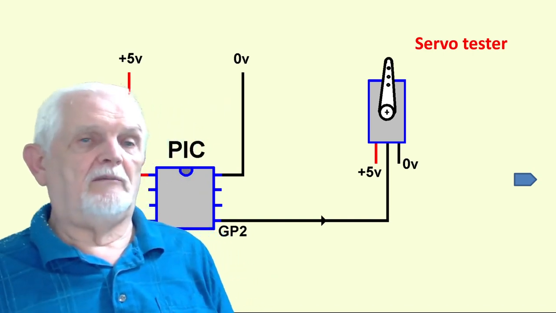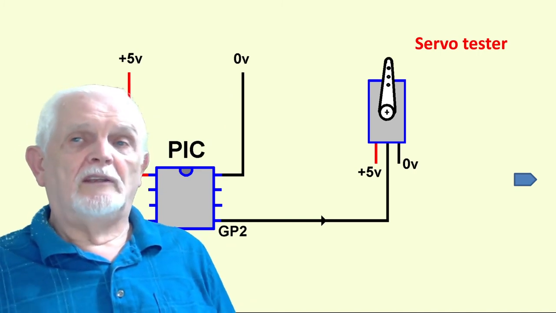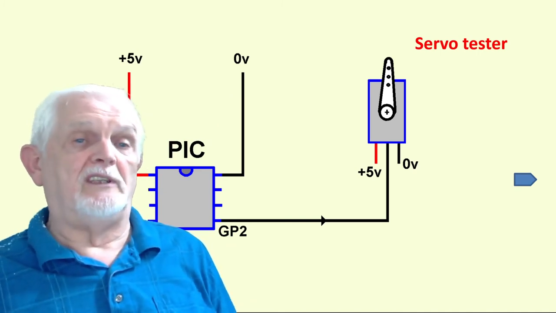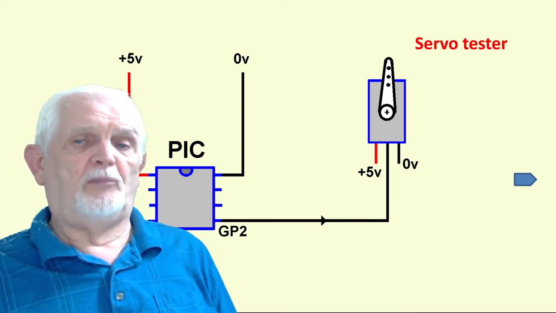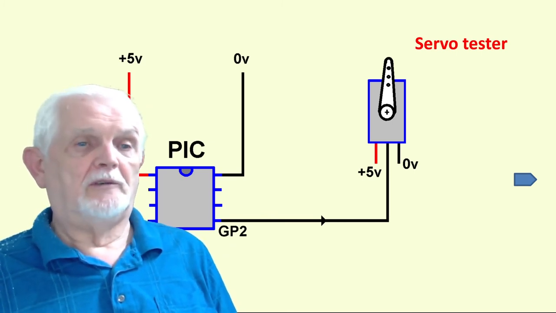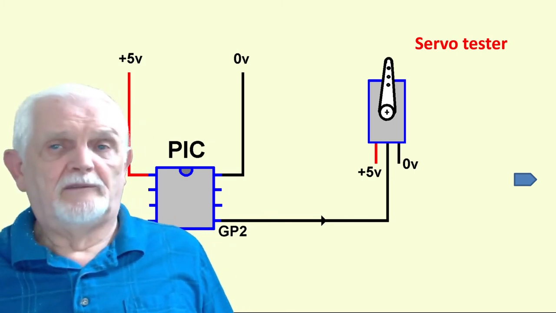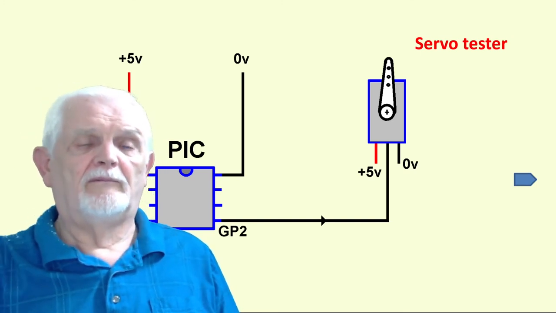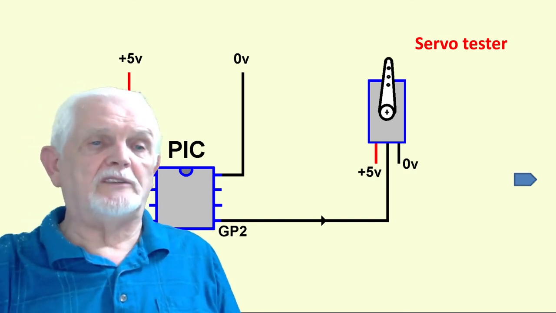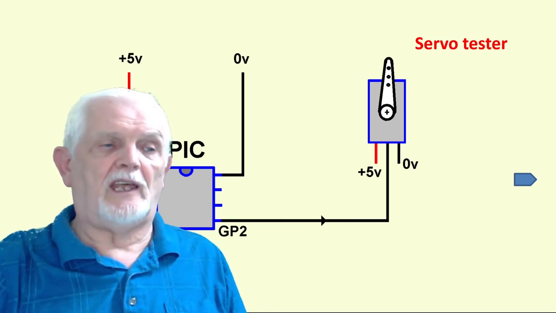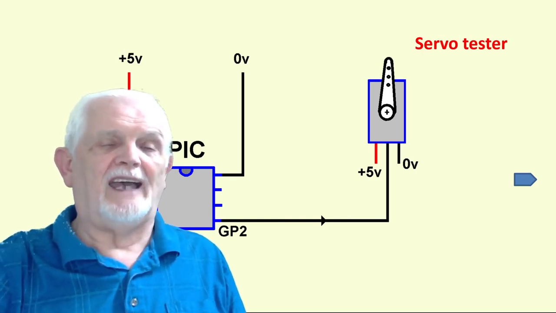But look at that. That's probably the lowest component count you can get. The PIC itself and a servo. There's no other parts to it. So we can do a lot just in the programming. It doesn't have to be lots of add-ons.